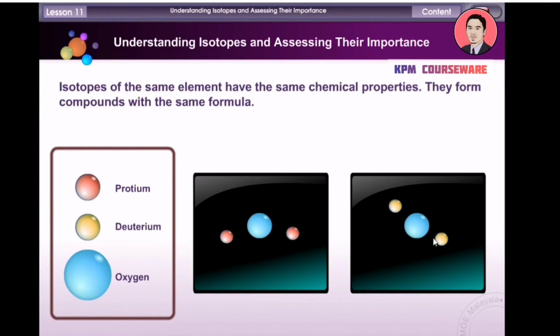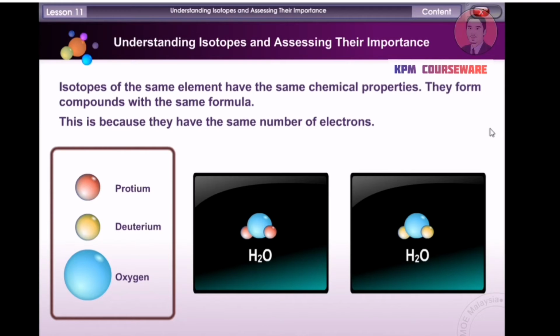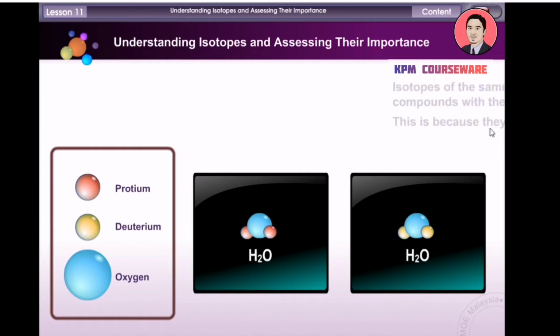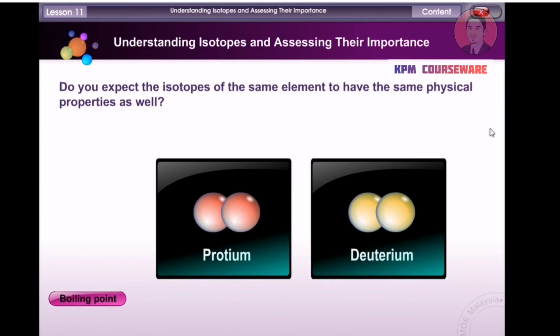Isotopes of the same element have the same chemical properties. They form compounds with the same formula. This is because they have the same number of electrons. Do you expect the isotopes of the same element to have the same physical properties as well?